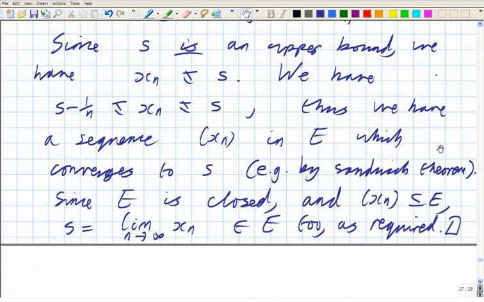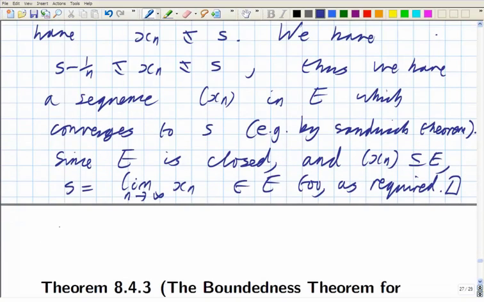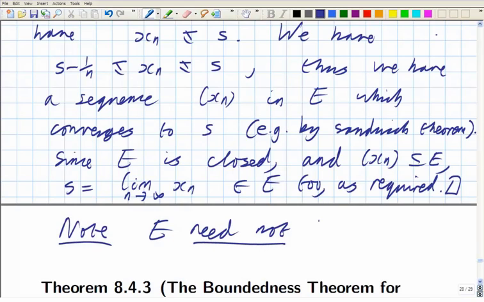Let me remind you again that E doesn't actually have to be an interval. So it's not the case that everything between the least upper bound and the greatest lower bound is in the set. So not everything between the minimum element and the maximum element needs to be in the set. For example, here's an example of a closed set, which we've met before in the module. Here's an example showing that E doesn't have to be an interval.